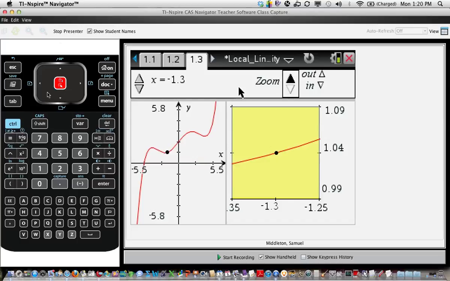Open up your books to page 48 and 49. 47 actually first. So on page 47.